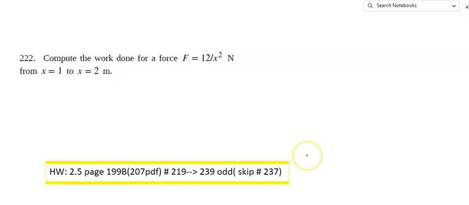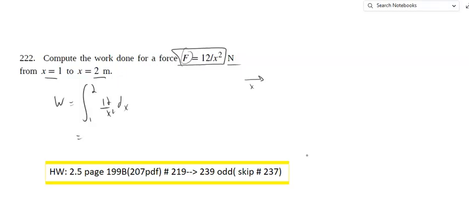And the last example we have, compute the work done by a force. This force is varying. As you see, it's 12 over x squared. As you move further, as x increases, the force is decreasing, right? It's inversely proportional to the square of the distance from the starting point. We're going from 1 to 2 meters. Work is the integral from 1 to 2. All the units are matching.